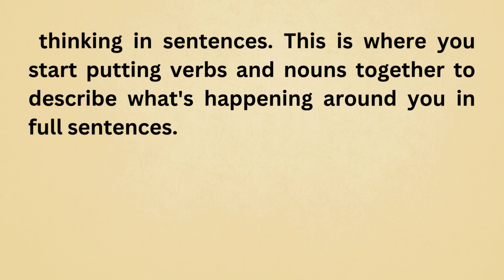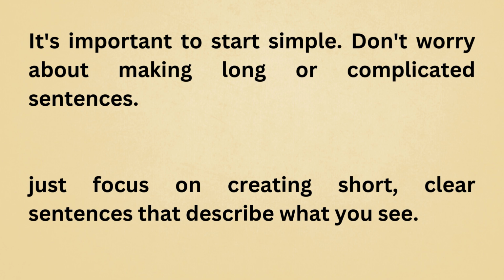This is where you start putting verbs and nouns together to describe what's happening around you in full sentences. It's important to start simple. Don't worry about making long or complicated sentences. Just focus on creating short, clear sentences that describe what you see.